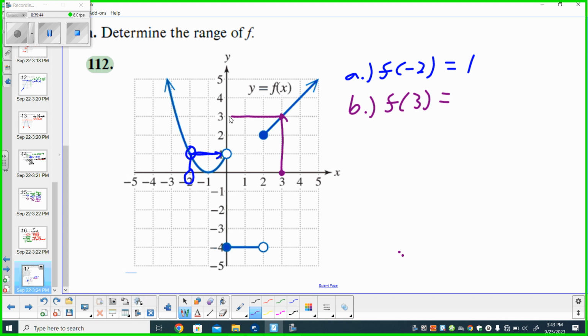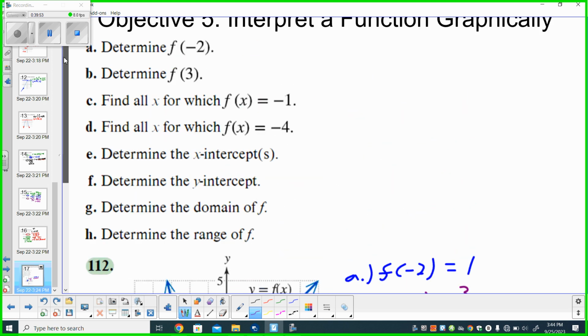And that means that the y value that goes with it is 3. So f of 3 is 3. All right.